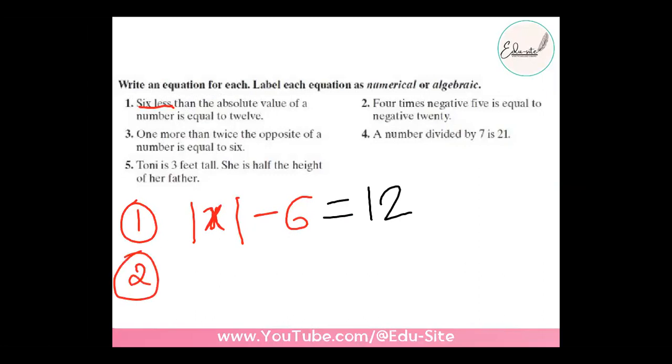The second one is: 1 more than twice the opposite of a number is equal to 6. One more, okay? What do you write? Plus 1 here, okay? One more than twice the opposite of a number is equal to 6.